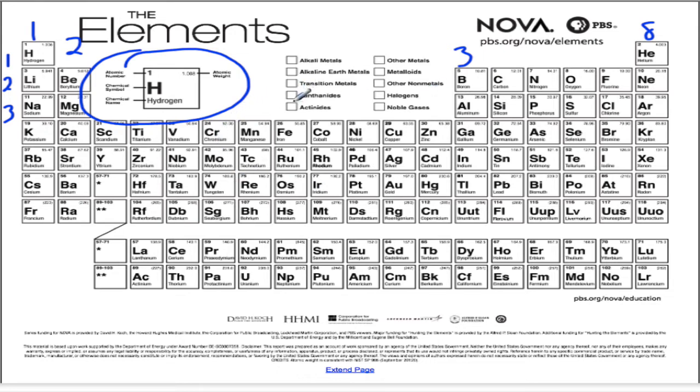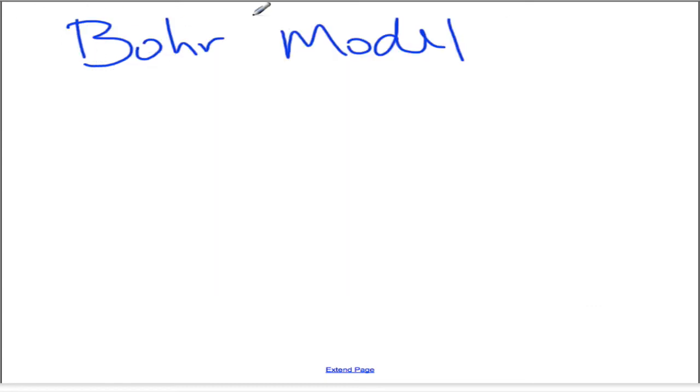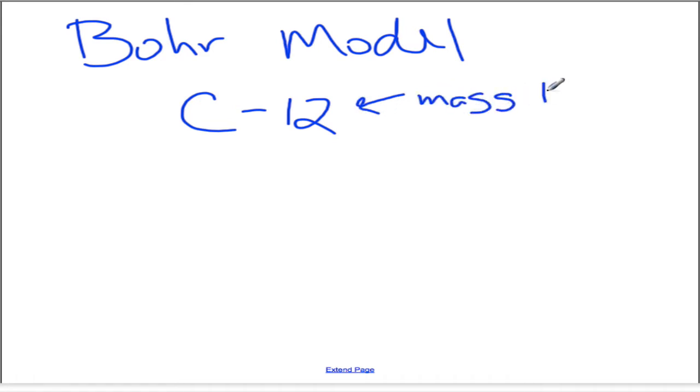So we're going to use this information to help us draw what's called a Bohr model or a Bohr diagram. I'm going to show you how to do this really quick. I'm going to draw the Bohr model for carbon 12. The 12 represents the mass number. I have to give you the mass number if I want you to draw a Bohr diagram. So, carbon 12.